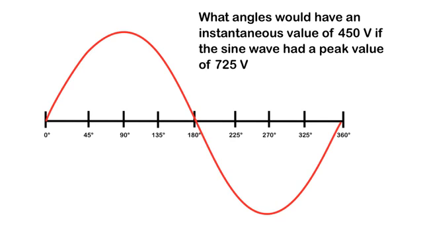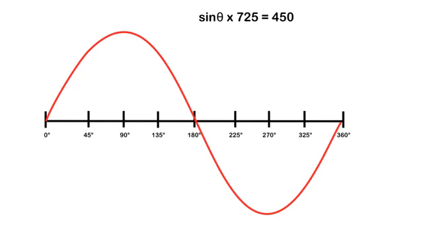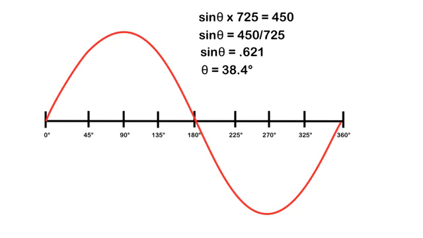First up, we're just going to take the sine of theta, which is what we're trying to figure out, the angle, times the peak voltage of 725 equals the instantaneous value of 450. Let's transpose that around. The sine of theta is equal to 450 divided by 725. All I did was divide that out and divide that over there. The sine of theta is equal to 0.621. And then to get rid of that sine, I have to inverse sine that side and inverse sine this side, which gives me my first angle of 38.4 degrees.